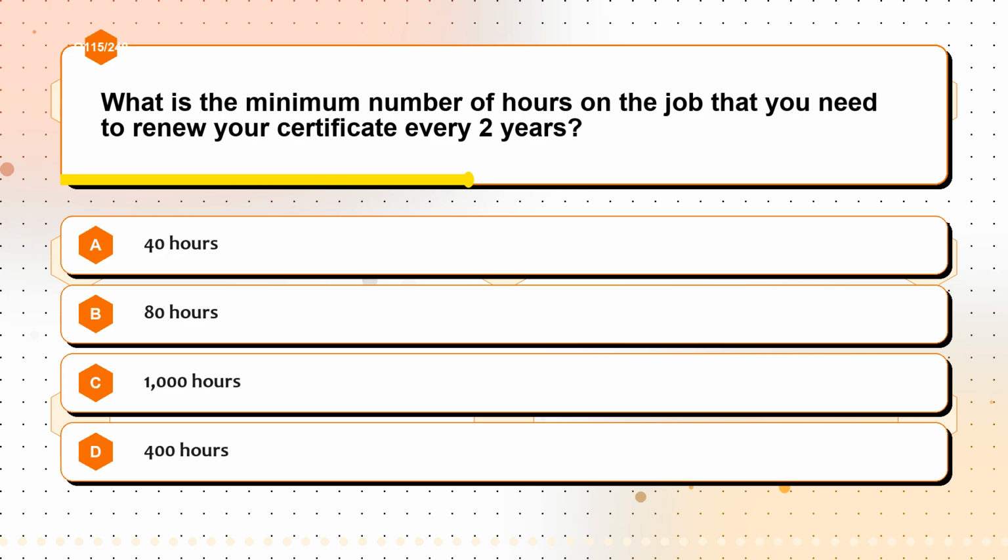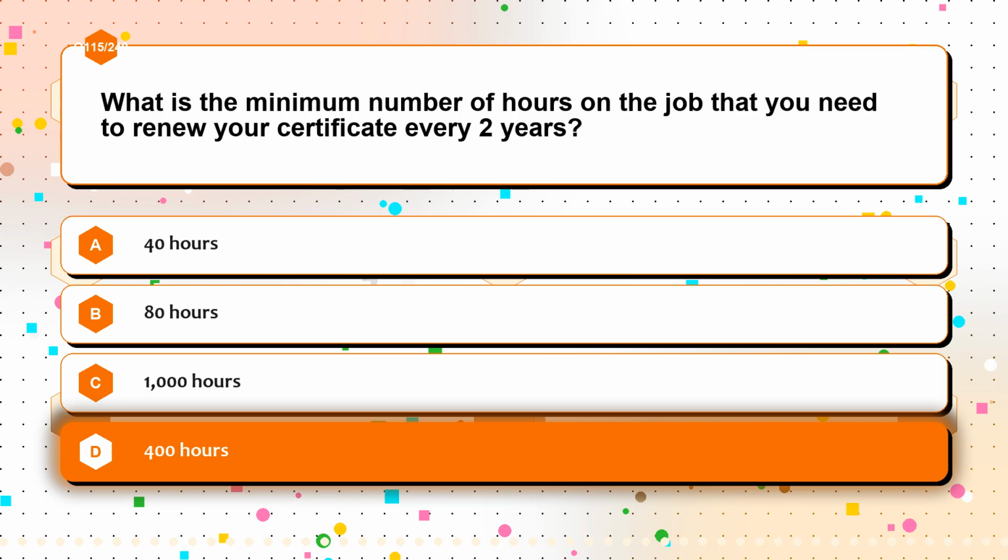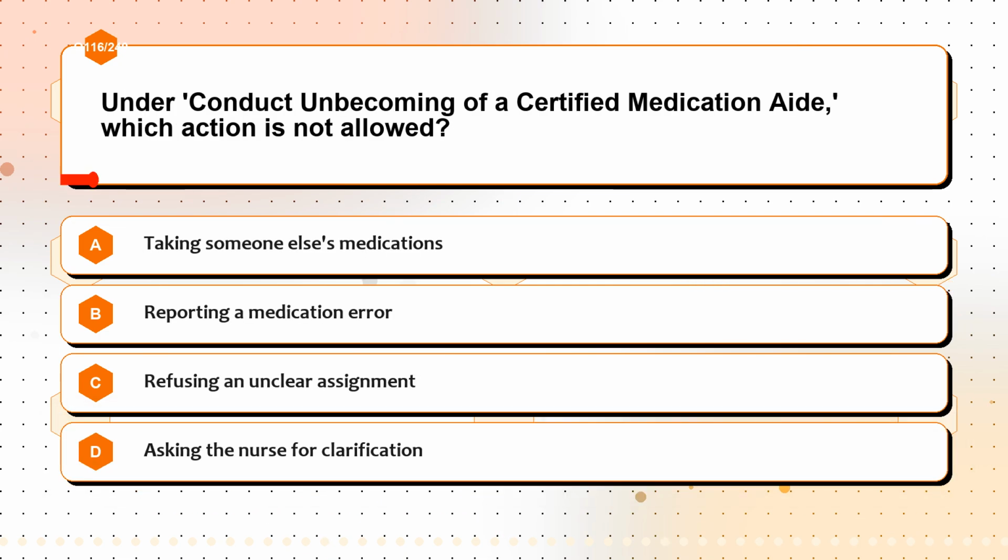Option A, 40 hours. Option B, 80 hours. Option C, 1,000 hours. Option D, 400 hours. The correct answer is option D, 400 hours. Question 116. Under Conduct on Becoming of a Certified Medication Aide, which action is not allowed?